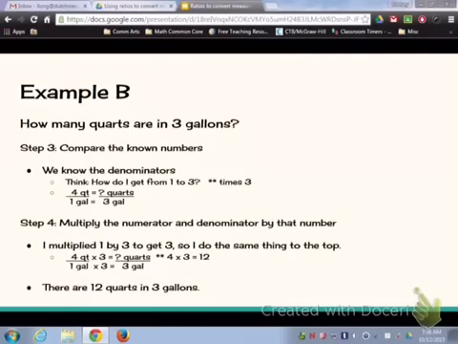Step 3, now we want to compare the known numbers. We know both denominators. So we need to think, how do I get from 1 to 3? In this case, we multiply 1 by 3 to get to 3. So in step 4, we need to multiply the numerator and the denominator by that number. I multiply 1 by 3 to get 3 on the bottom, so I do the same thing to the top. I multiply 4 quarts times 3. 4 times 3 gives me 12. So then I know that there are 12 quarts in 3 gallons.